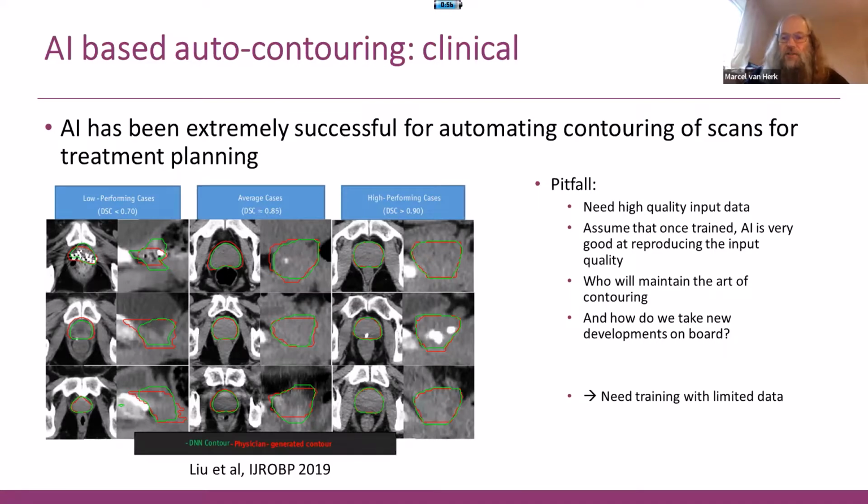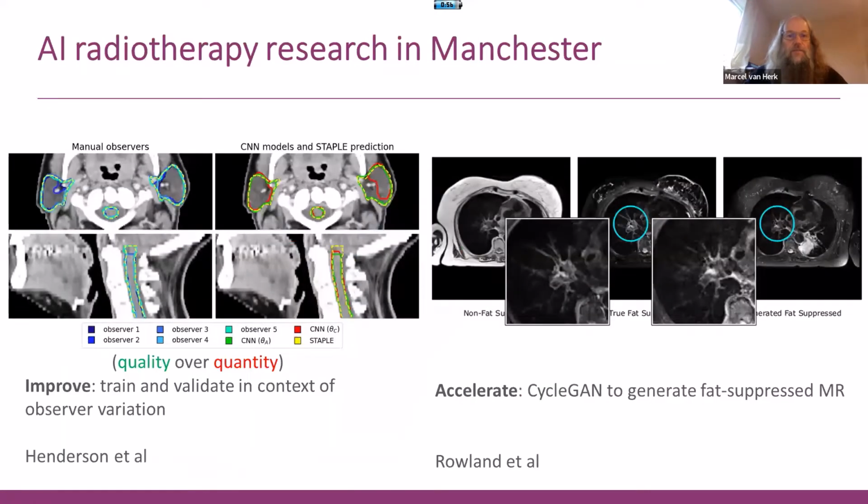So we actually want to train our networks with very limited data. And one of the projects that we have running is by Ed Henderson et al. And he has been looking at training and validating networks for segmentation in head and neck in the context of observer variation.